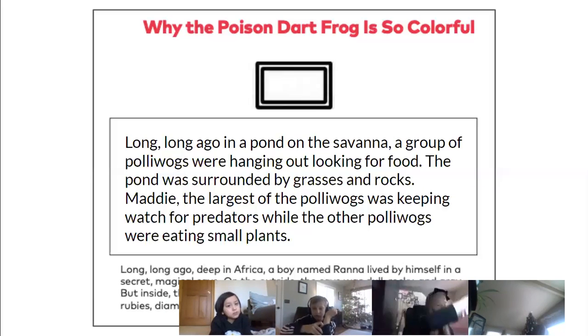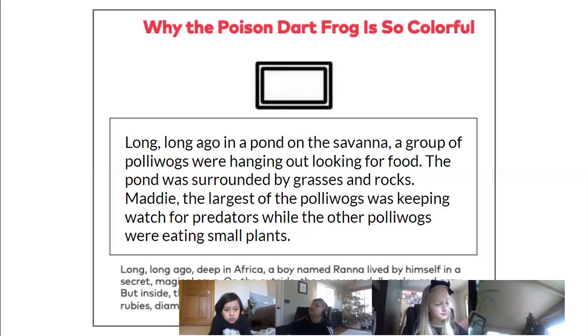All right, long, long ago in a pond on the savannah. That had my where and my when in the very first section. A group of pollywogs were hanging out looking for food. That's all of those ideas. But I can't just stop there. Because if I didn't include the rest of mine, then I really am not doing the what is happening, and giving that reader an idea about what about the pond?